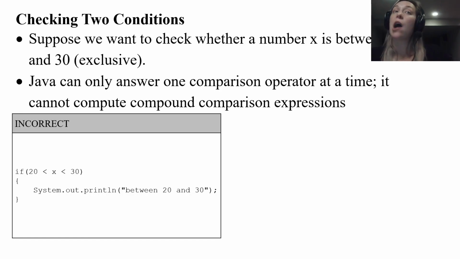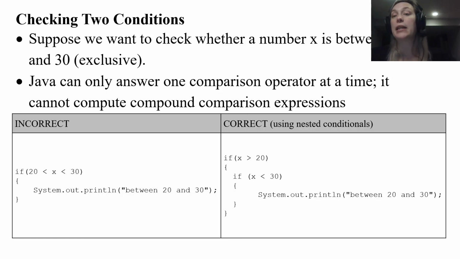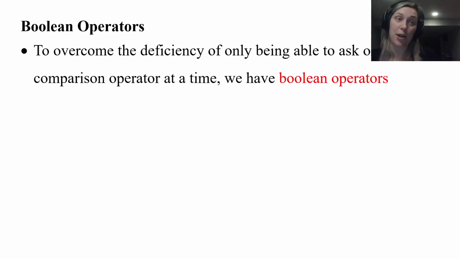Now, we can solve this without a Boolean operator. And the way we would ask two questions that we know of right now might be something like this, using nested conditionals. If x is greater than 20, then we enter the if statement. If x is less than 30, then we print off that the number is between 20 and 30. Okay? So this would be a perfectly fine way of checking two conditions. Now the problem with this is if you have multiple of these, your code just gets very long. And it's really up to you as the programmer, I suppose, but there is a much more elegant solution, and it comes in the form of Boolean operators.